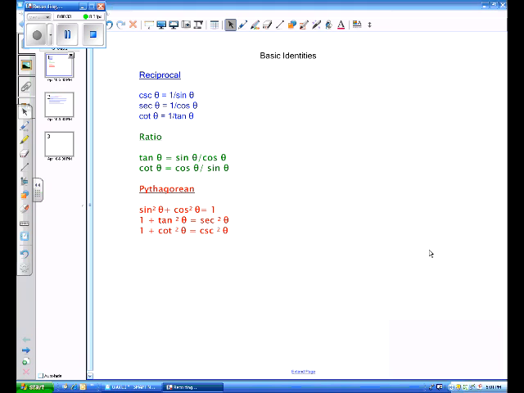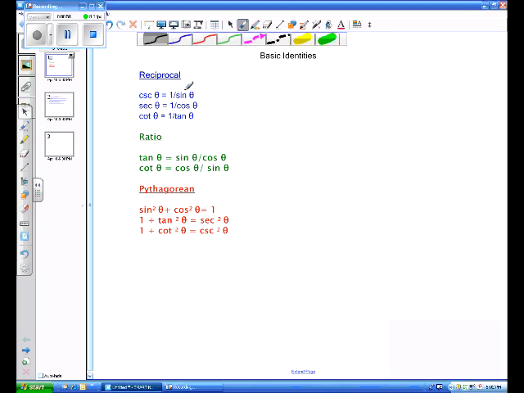If you'll recall from an earlier lesson, we looked at some of our basic identities and we proved these using our definitions. And so we had our reciprocal identities, that the cosecant of theta was equal to 1 over sine theta, secant of theta is equal to 1 over cosine theta, and cotangent theta equals 1 over tangent. Now, we know that these are also true, or will work in saying that the sine of theta is equal to 1 over cosecant.